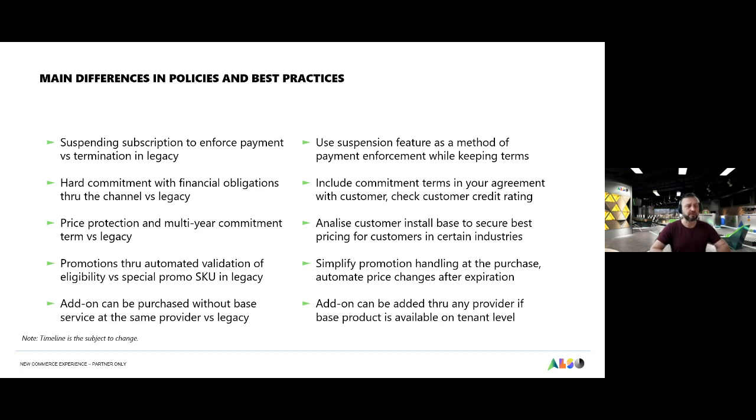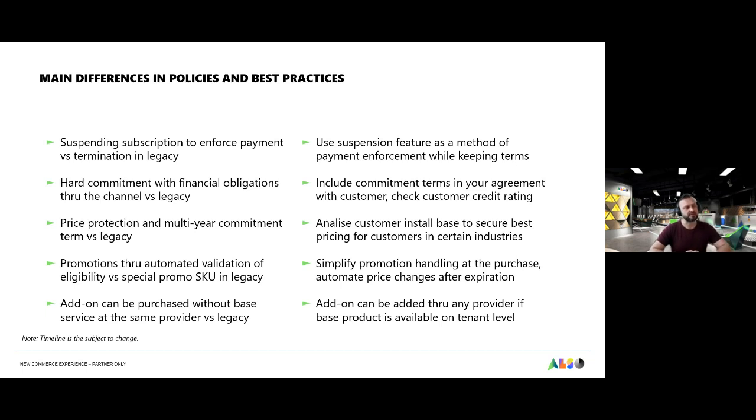And this is a good thing because the price protection will still be valid, so you won't get any higher price in case there is a price increase. If there is a promotion, it will be kept as well. So if you have a promotion price, suspending will not break any terms. And the expiration of the commitment term will also stay in place, so you don't have to start the commitment from the beginning, right? So suspending is a really good feature to manage your customer payment behavior if there is a need for that.